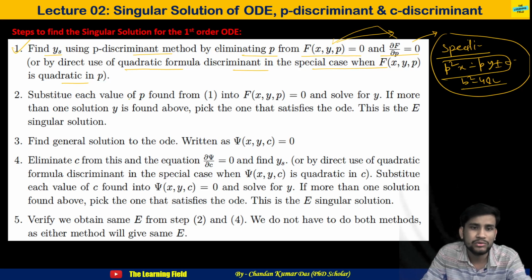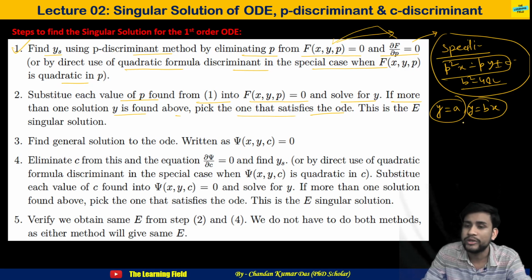Now the next step is to substitute each value of p found into f(x, y, p) = 0, that is the given equation. Solve for y. If more than one solution of y is found above, pick one that satisfies the ODE. So that means if we get f(x, y, p) = 0 for different values of y, suppose y equal to a, y equal to b, anything we can get, we have to check which of these satisfies the ODE. Which one satisfies the ODE, that will be our singular solution.